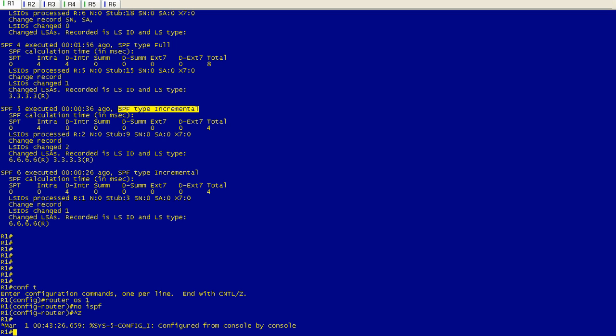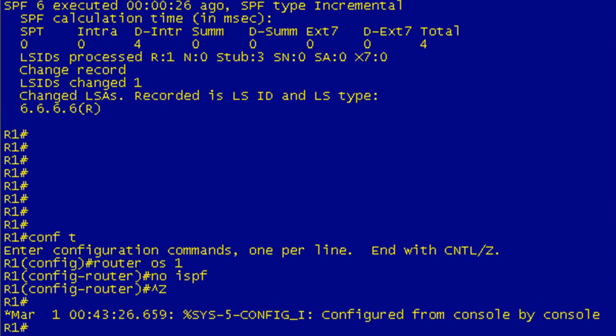Okay, so let's see this scenario in action. What I did was I went and shut down the connection to R6. We don't need that guy for this scenario. And then I went back.